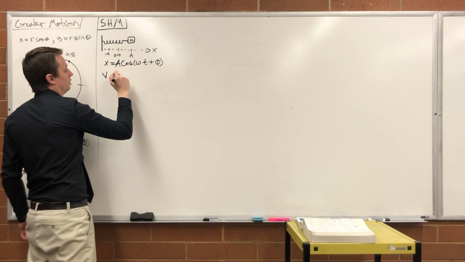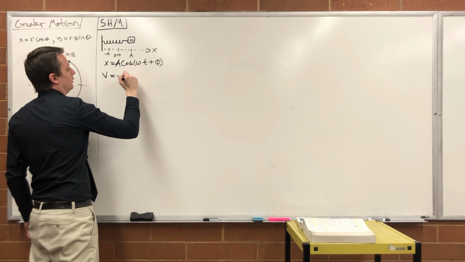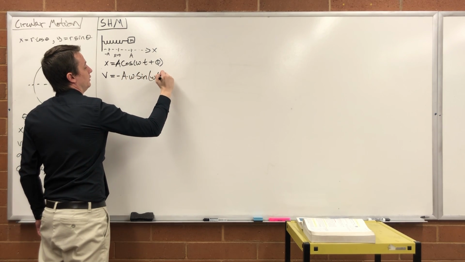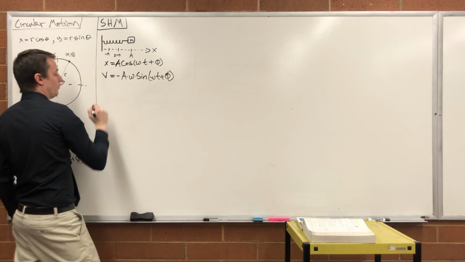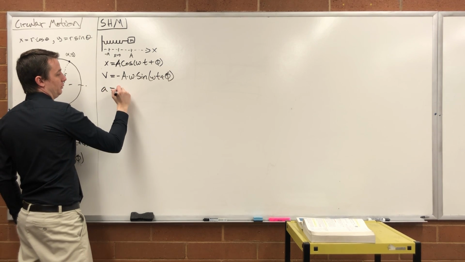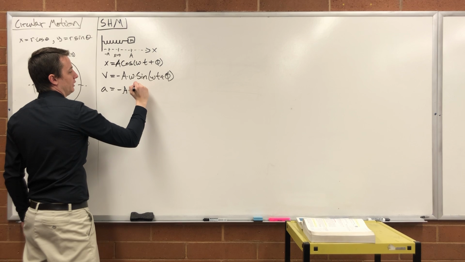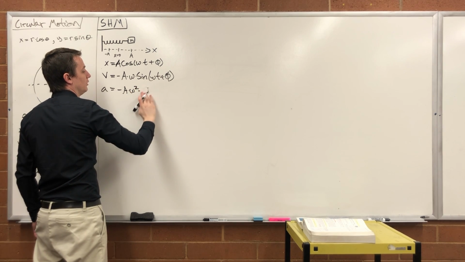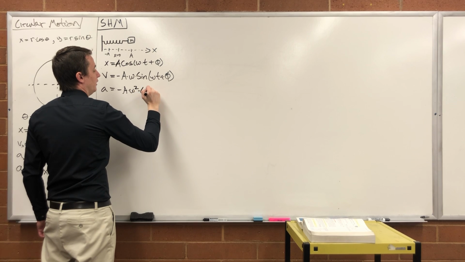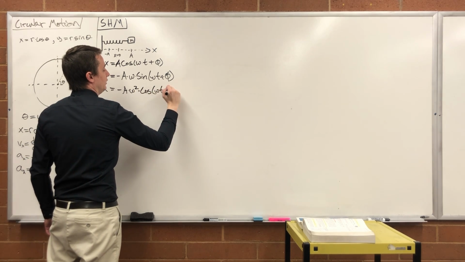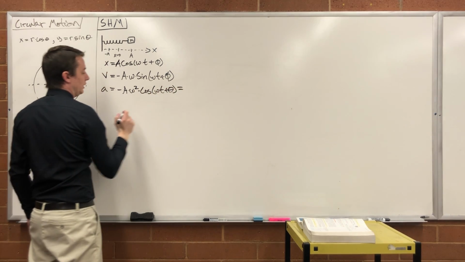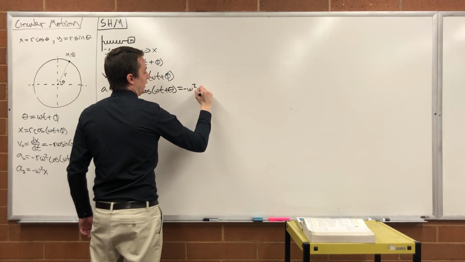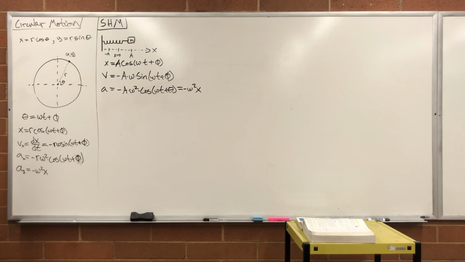Which is negative A omega sine of omega t plus phi, right? And its acceleration is going to be negative A times omega squared times cosine of omega t plus phi, which is the same thing as negative omega squared x.